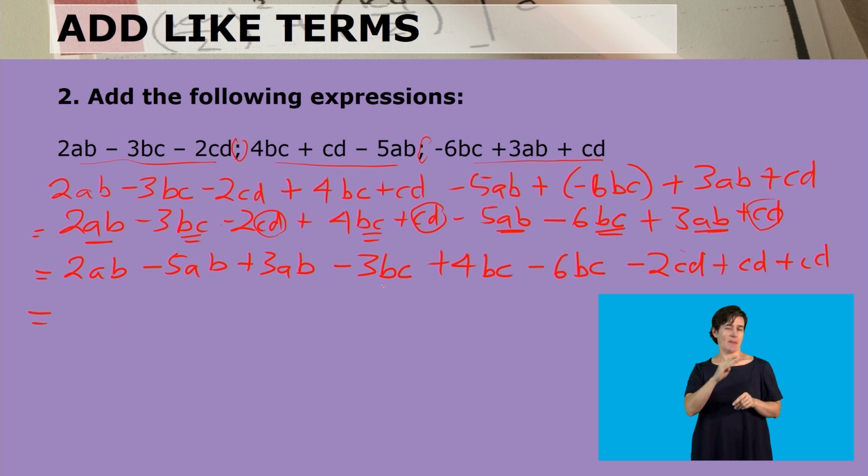Then the next one is BC, minus 3BC plus 4BC gives us 1BC. 1BC minus 6 is negative 5BC. And then negative 2CD plus CD and plus 1 CD, sorry, and plus 1 CD. That would mean those would eliminate and give us 0. And the answer for the expression is negative 5bc.